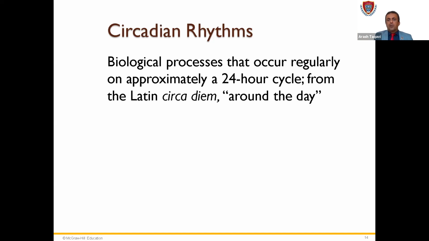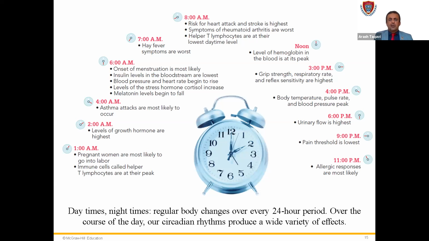Biological processes that occur regularly on approximately a 24-hour cycle, from the Latin circadium, around the day. Also, the name of the scientist, I don't remember the exact name, circan, something like it. Okay, you can see the circadian here from 1 a.m. to 11 p.m. Pregnant women are most likely to go into labor at 1 a.m. Immune cells called helper T lymphocytes are at their peak, T cells.